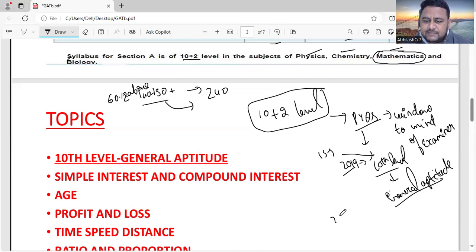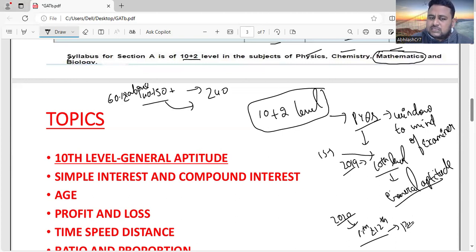But when you look at the 2020 paper, of course, 10th level questions are there. Out of 15 questions, 10th level questions are the maximum, but at least 3 to 4 or 5 questions they've asked from 10 plus 2, that is 11th and 12th level, that is PU level, pre-university level. So 10th, 11th and 12th level questions are asked.